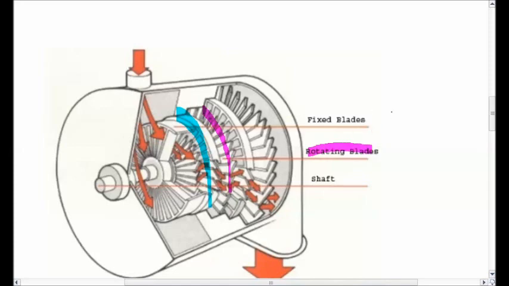The fixed blades are also called the stator, while the rotating blades can also be called the rotor. In the middle of these there is a central axis in which the shaft of the turbine runs. This shaft is used to couple with the generator, which is then used to convert the rotary motion into electrical energy.